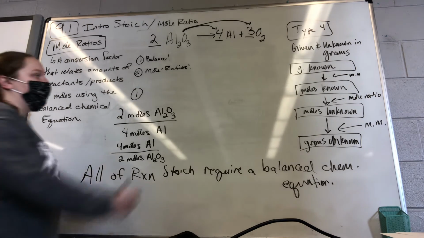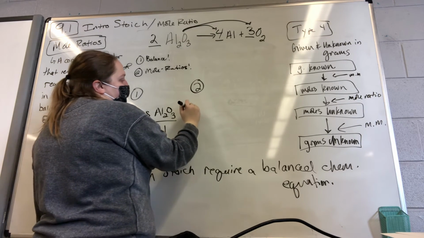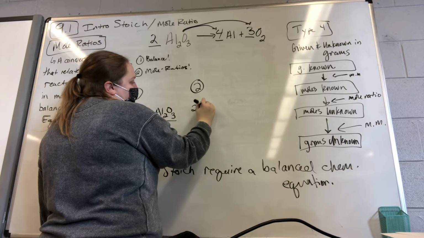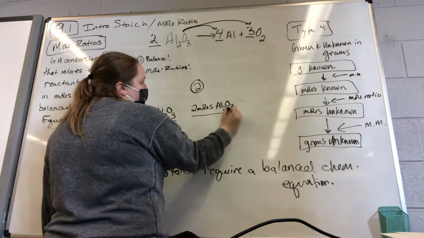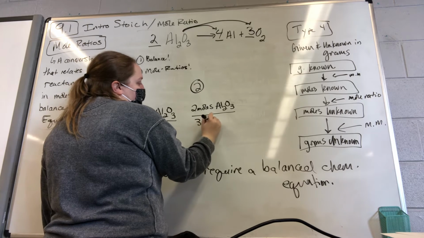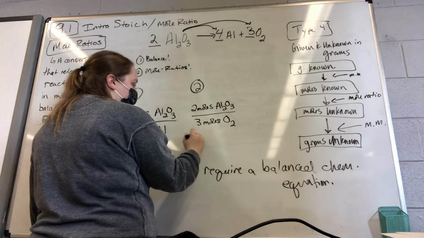Okay? Now let's write another one. Our goal is to write all possible. So the second one I'm going to write is 2 moles of Al2O3 over 3 moles of O2. I'm also going to write the inverse.